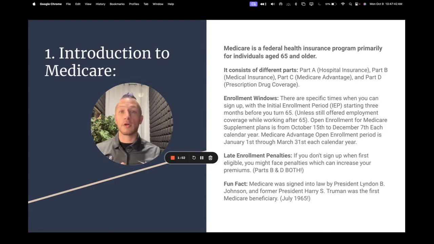In the event that you already are on Medicare, you've got an open enrollment window coming up. At this recording, it's October 9th. So here next week, October 15th to December 7th is the annual enrollment period for Medicare supplement policies and Medicare sign-up period. And then lastly, you've got your Medicare Advantage open enrollment period from January 1st until March 31st.